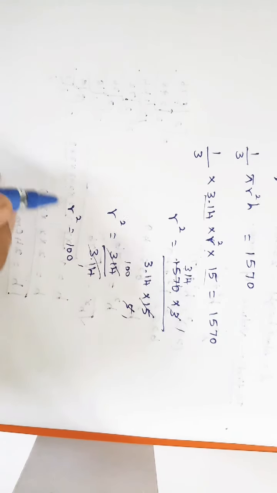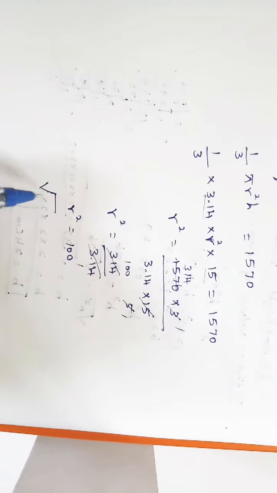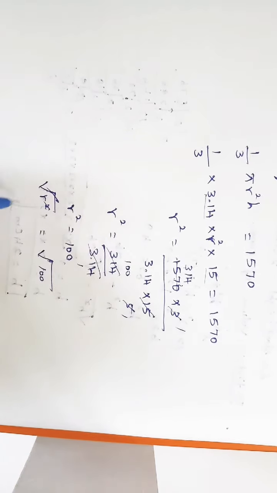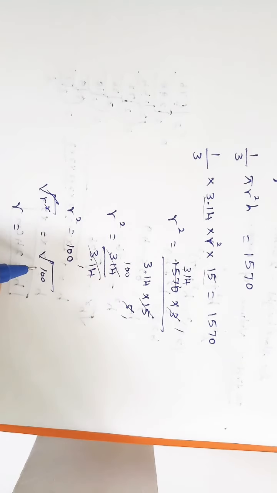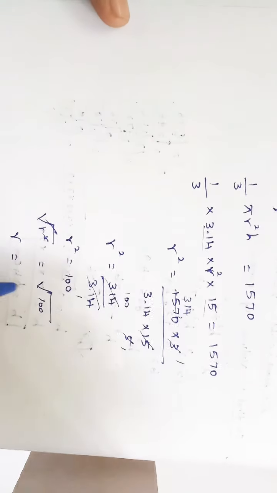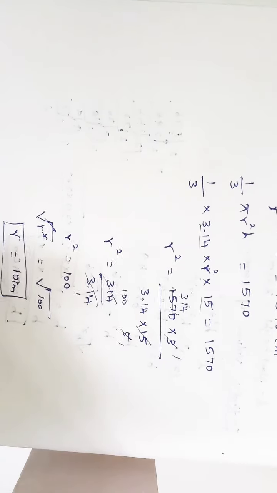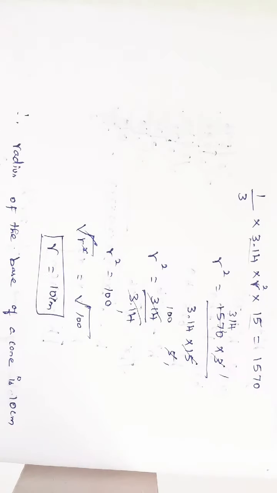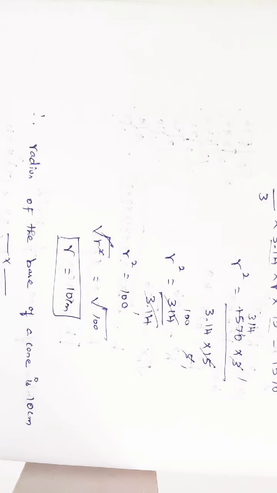But what we need is r alone, right? Just for removing the square, we take the square root on both sides. Square root of r square is equal to square root of 100. The square root and square get cancelled. So r is equal to square root of 100, which is nothing but 10. R is equal to 10. Therefore, the radius of the base of the cone is 10 centimeter.